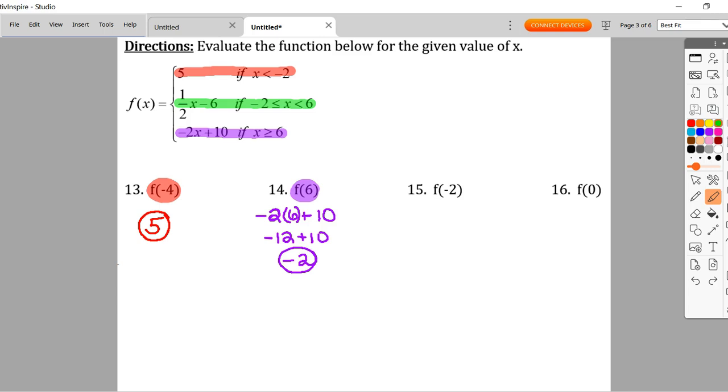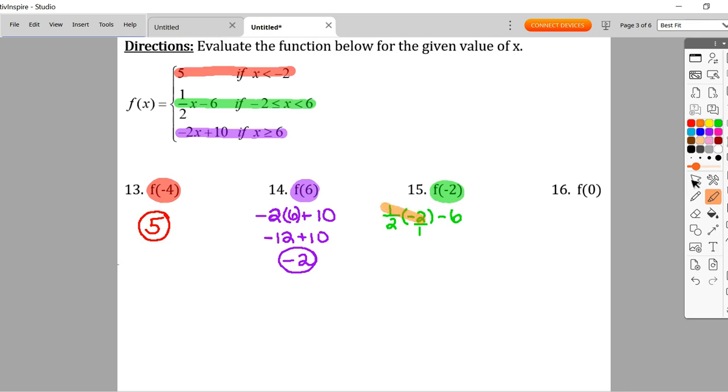The only place where negative 2 is equal to an x value here is in my second line, so I'm highlighting this in green. I'm going to plug this into my second line part of my function. That part of my function is 1/2 x minus 6. Remember, I replace the x with a negative 2 and keep everything else. I like to multiply a fraction across a fraction, so I'm going to put that negative 2 over 1 so I can multiply straight across the top.